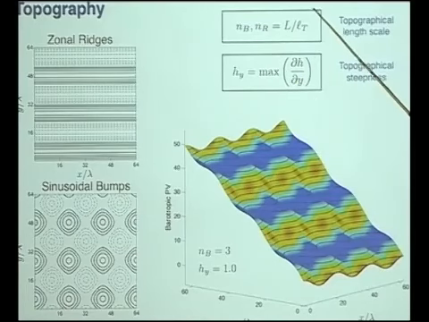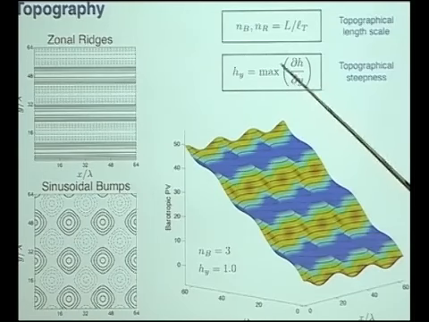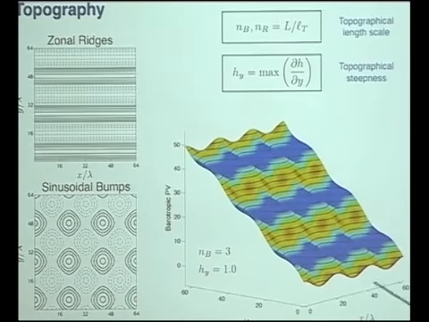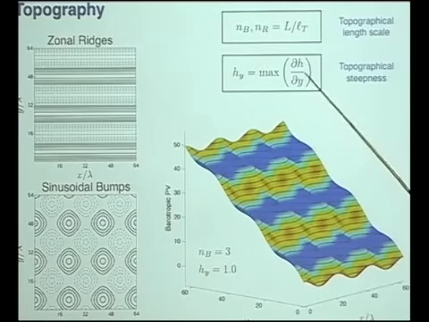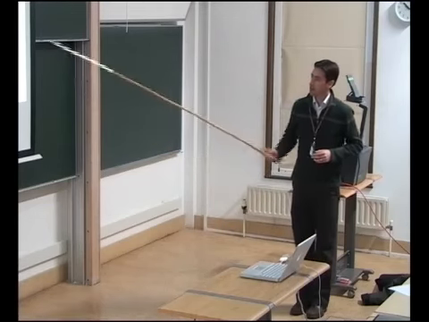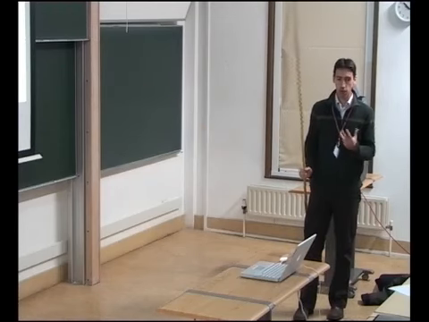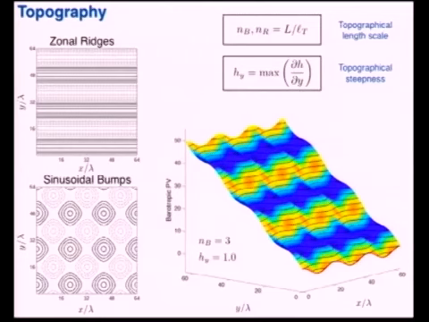Okay, and the parameters are going to vary, very simple. It's just the length scale of topography. Simplest way to describe that are the number of bumps, MB, or the number of ridges you have in your domain. L is the domain scale. LT is just the wavelength of your topography. And then the other thing is the topographical steepness. Okay? And so it's not just the amplitude of the topography we're looking at, but it's actually the steepness. So it's the maximum value of dH/dy in this case.